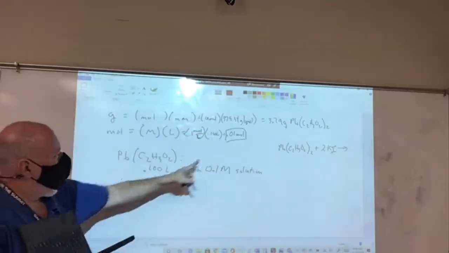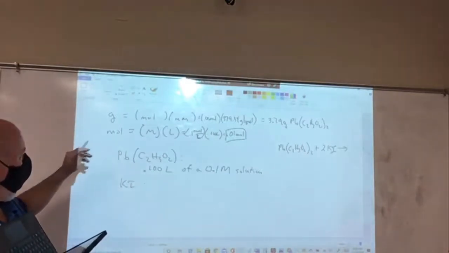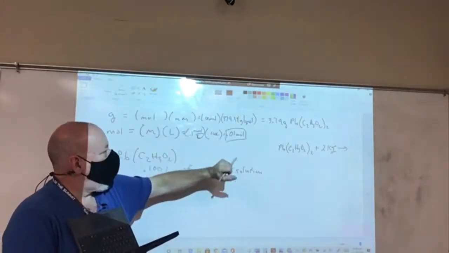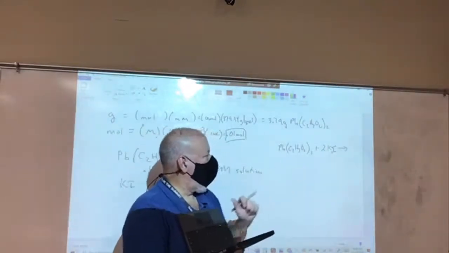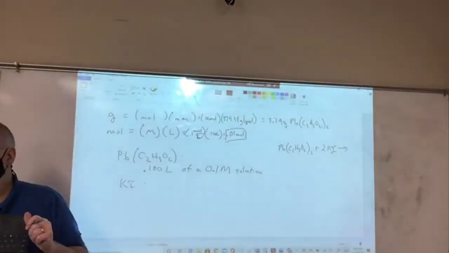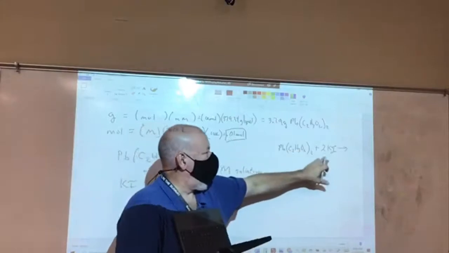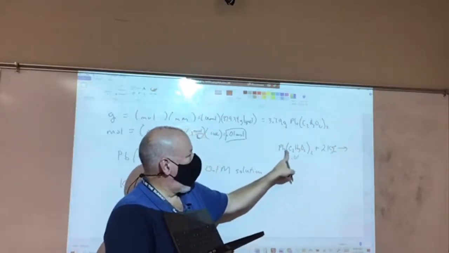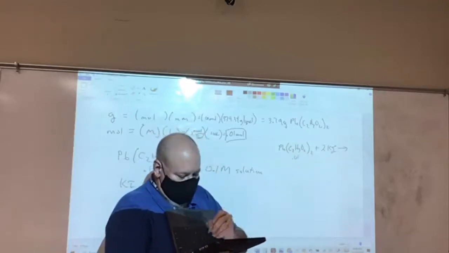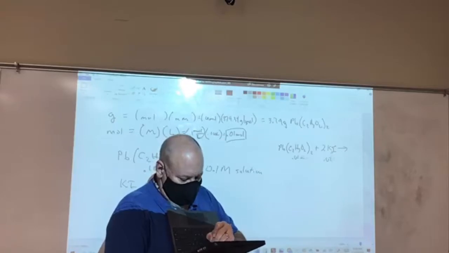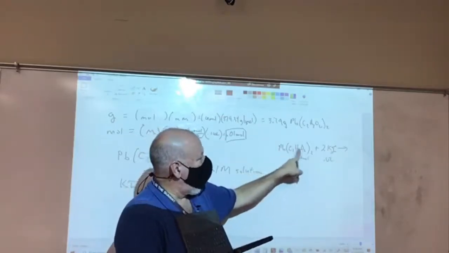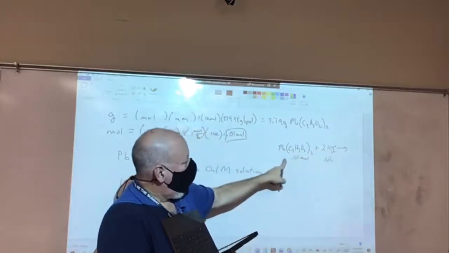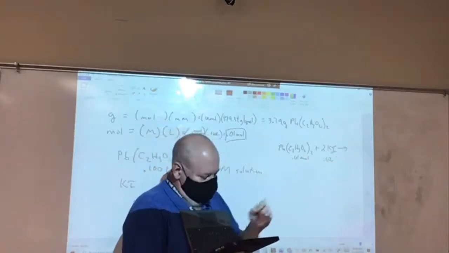So if I have 0.01 moles of lead acetate, how many moles of potassium iodide do I need? 0.01. Well, don't I have to use twice as much? 0.02. So I'm going to need 0.02 moles. Okay, so that's how these chemical equations work. I can say this is 1 molecule of this and this is 2 molecules of this, or this is 1 mole of this and this is 2 moles of this, or this is 0.01 moles of this and this is 0.02 moles of this.